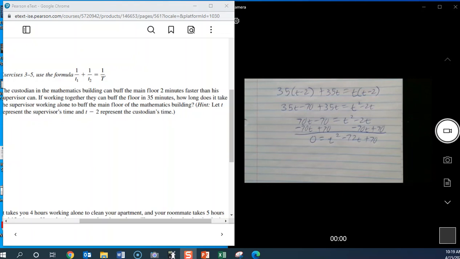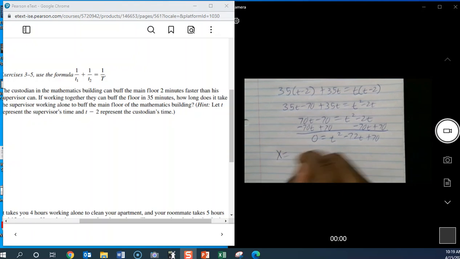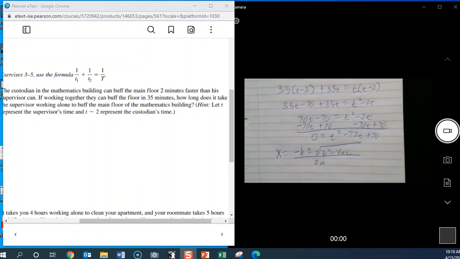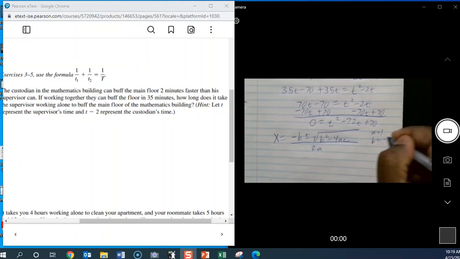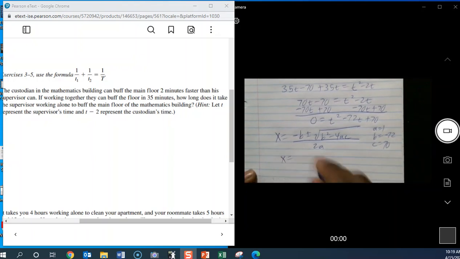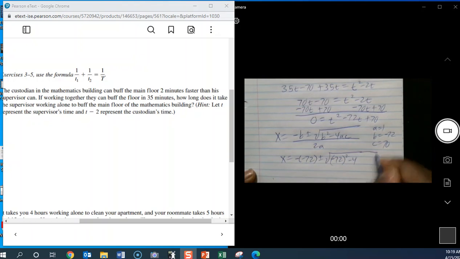Now, it would be easier for us to use the quadratic formula. So let's use that. So we have x is equal to negative b plus or minus the square root of b squared minus 4ac all over 2a. Now we know in this case a is 1, b is negative 72, and c is 70. So we have x is equal to the opposite of negative 72 plus or minus the square root of negative 72 squared minus 4 times 1 times 70 all over 2 times 1.